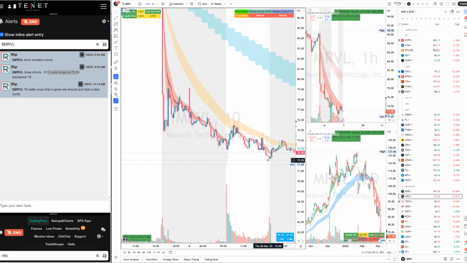It did fade end of the day, but this was very choppy action, guys. This is when you lose a lot of money trying to figure out the short, bounce, bounce, bounce. That's part of the game. But anyways, that was a morning loser. Didn't really work on the long side. Let's go to the next one.